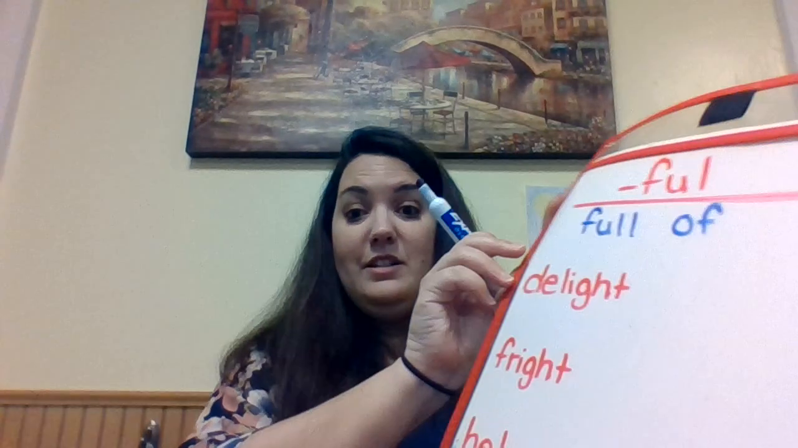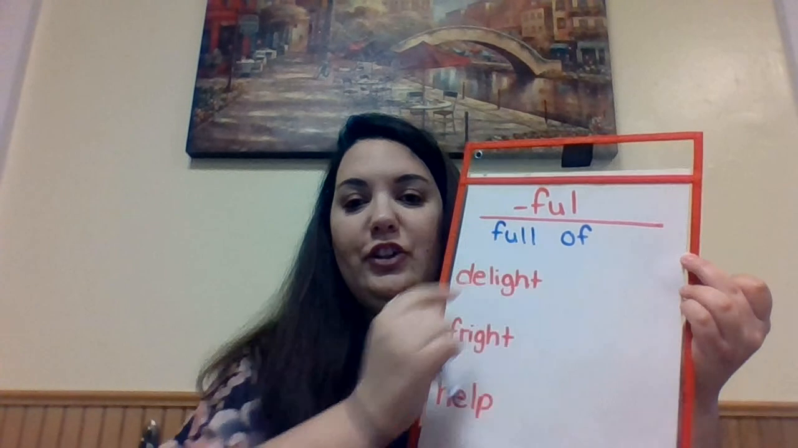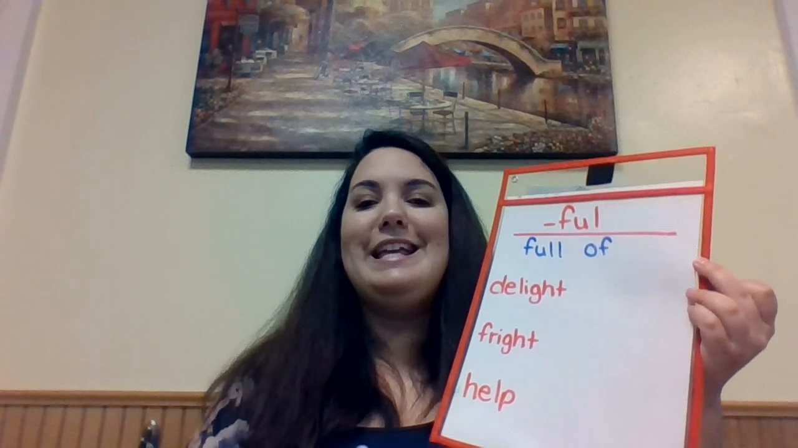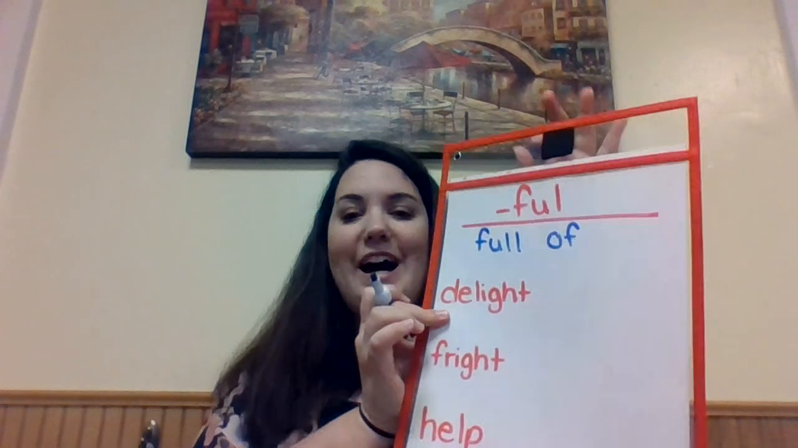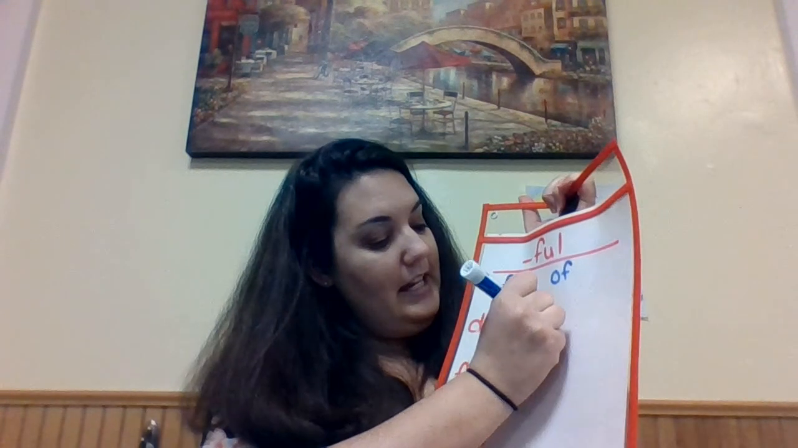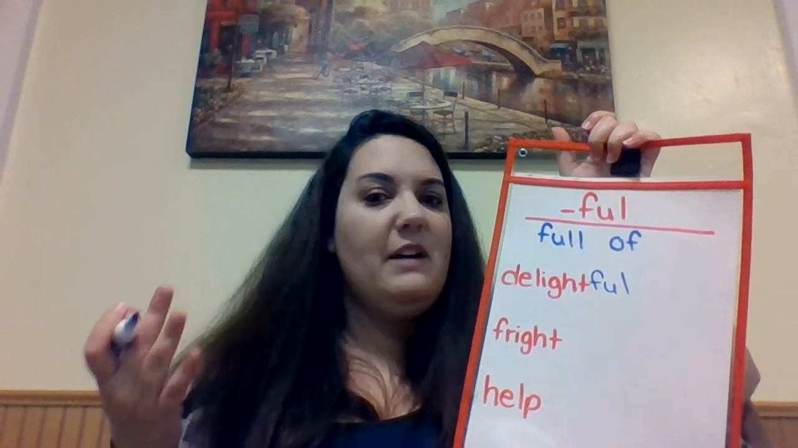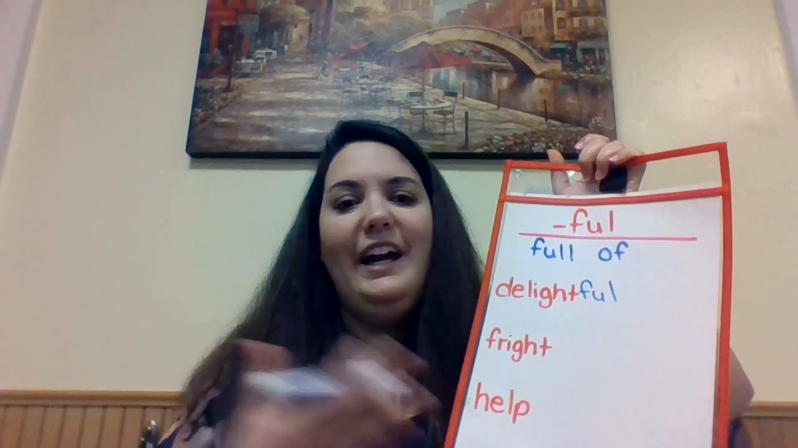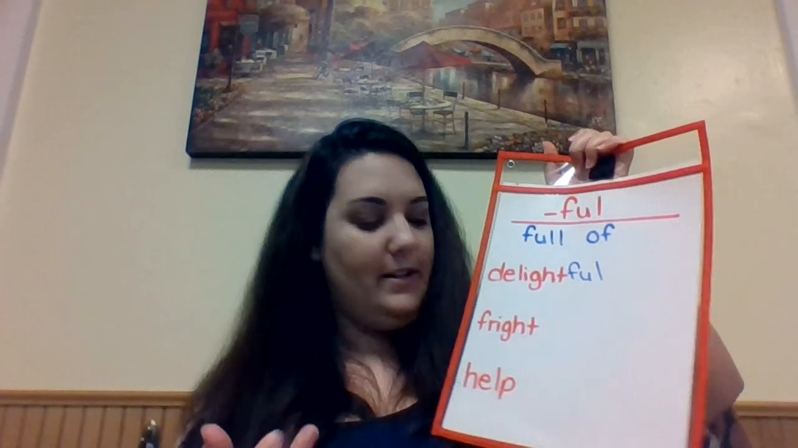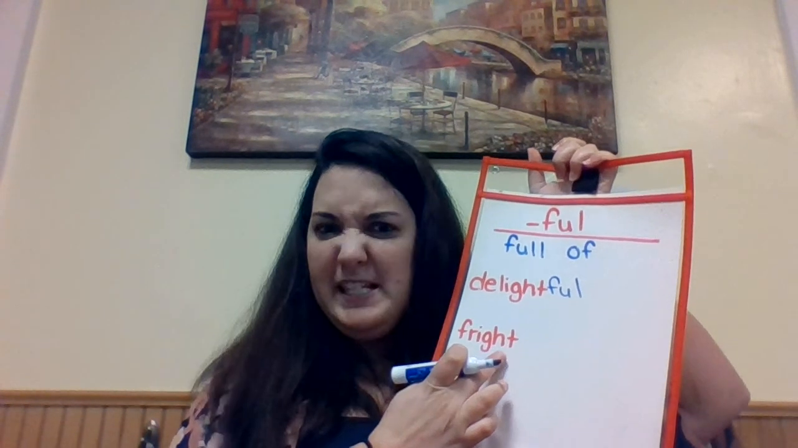Our next suffix this week is full. When we see full at the end of a word, it means that something is full of that word. So I have delight. If I add full to the end of delight, it becomes delightful. That means that the activity or the person I'm talking about, they're delightful. They're full of delight. They're full of happiness. It was awesome.